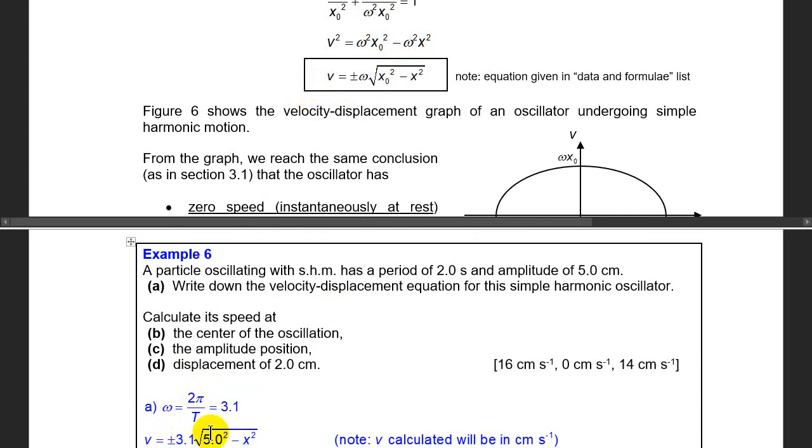Omega is now 3.1, square root of x naught squared. x naught is 5.0. So 5.0 squared minus x squared. So this is the answer that they want, a formula for v in terms of x.